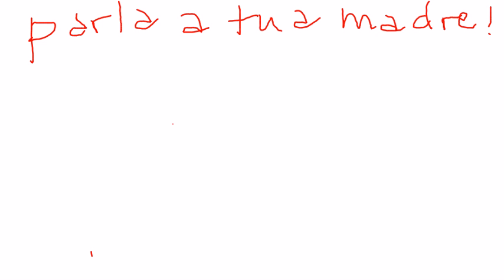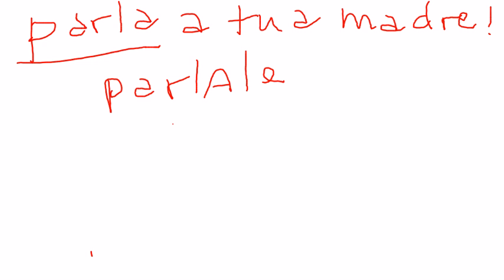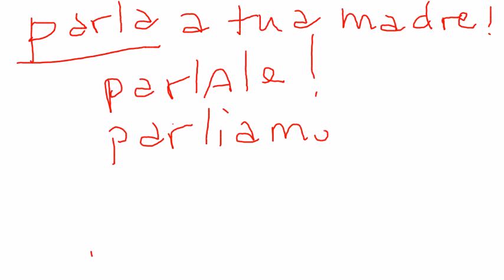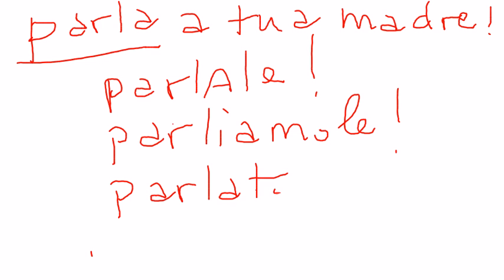Well, but if we already understand that we are talking about her mother, so here is your mother, Maria, speak to her. I would just use the tu command, but rather than saying a tua madre at this point, I would just add the indirect object pronoun le, and here's your mother, Maria, parlale. All right? If I want to say let's speak to her, I would just say parliamole. And if I want to say you guys speak to her, I would just say parlatele.